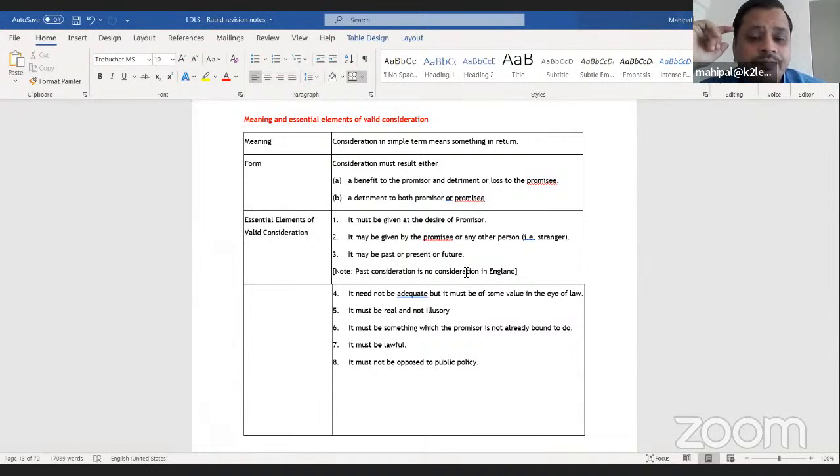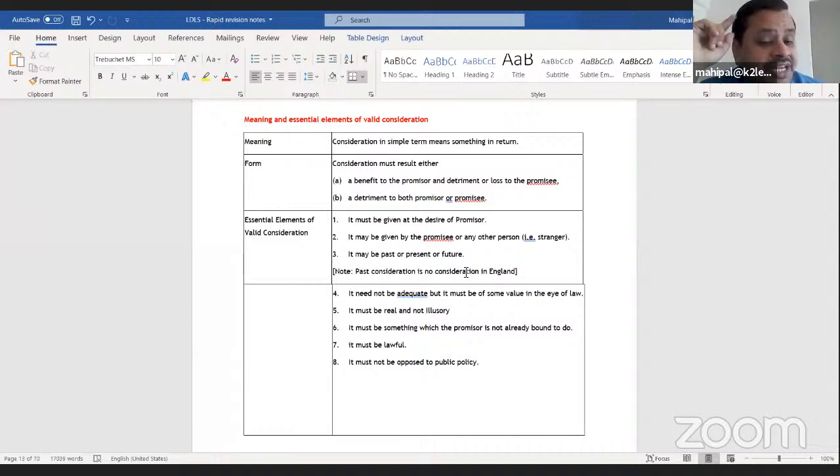Number 4, consideration need not be adequate. What do you mean by the term adequacy? Equal to, at par. A 100 rupees article to be sold at 100 rupees is an adequate consideration. So law says consideration may be adequate, may not be adequate, depends upon the contracting party, but it should have some value in the eye of law.